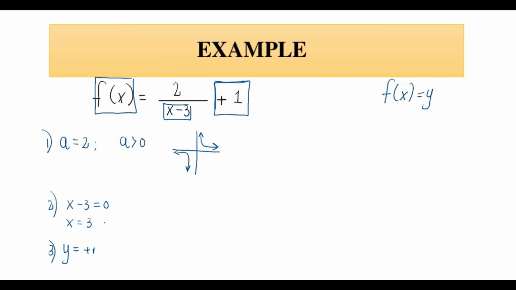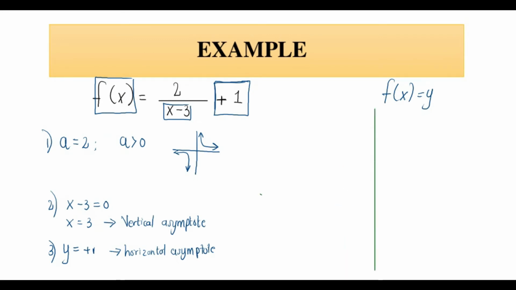Let's see how this function is going to look, because we've already got our vertical asymptote and our horizontal asymptote. So we're good to go. The first thing that you guys need to do is obviously draw a Cartesian plane. We already know where the x-axis is and where the y-axis is. That is your positive y-axis, positive x-axis.